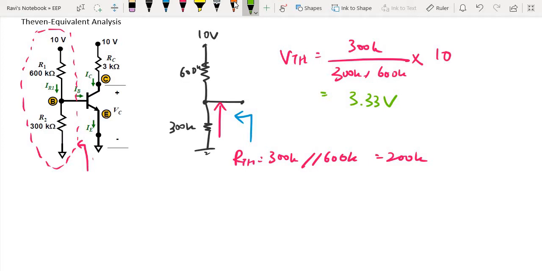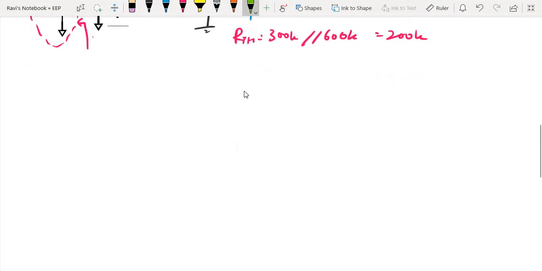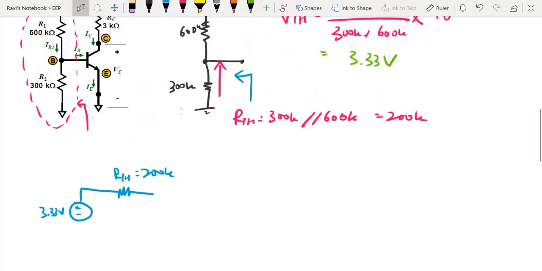You have converted it and created a Thevenin equivalent circuit. Now what is the next step? The next step is to redraw the circuit with its Thevenin equivalent. So the Thevenin equivalent voltage is now 3.33 volts, and that is passing through a Thevenin resistance RTH, which equals 200k. So this part of the circuit has been converted to look like this, correct? A Thevenin equivalent. And now I'm going to draw the transistor, but in a slightly different way.